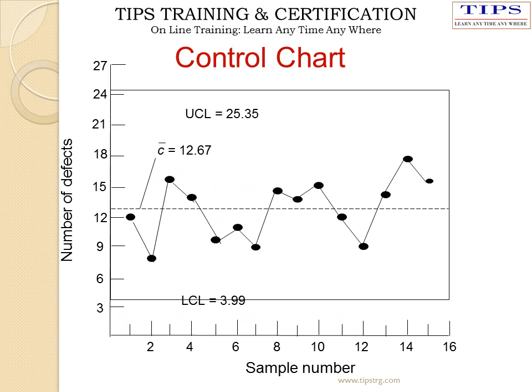This is an example of control chart. Here all the points lie within the control limits, which means this process is statistically controlled.